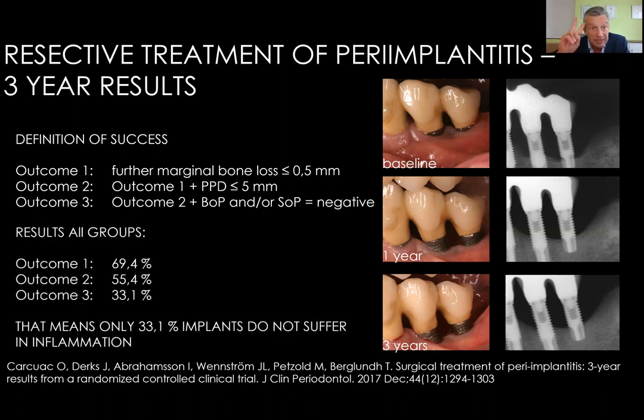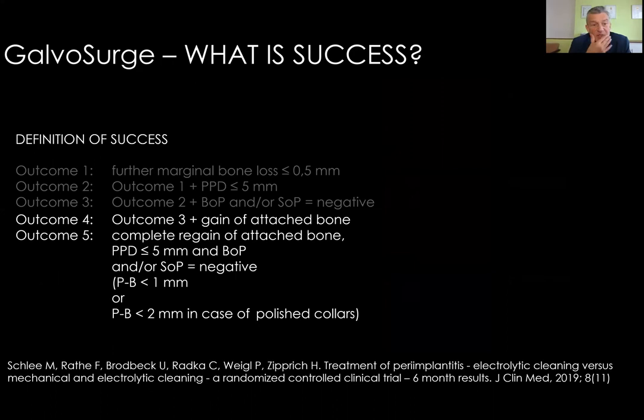Let's see what happened after 3 years. Outcome 1 was around 70%, but the most interesting thing is outcome 3: only one third of the implants didn't bleed. So what does that mean? Even the apically repositioned flap stabilizes only 33% of the implants. Now we defined outcome 4, which is outcome 3 plus gain of attached bone, and outcome 5 is complete regain of attached bone. And these were the results.